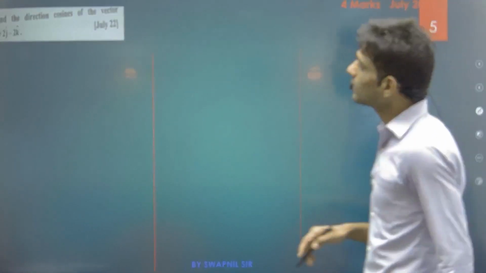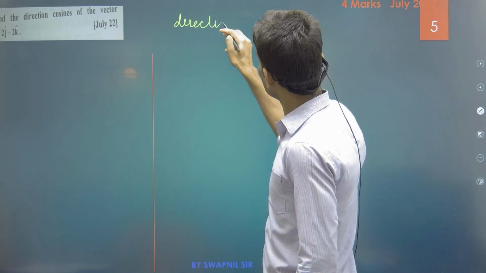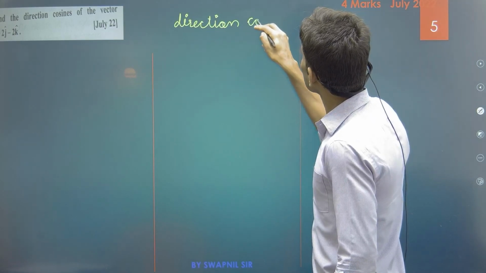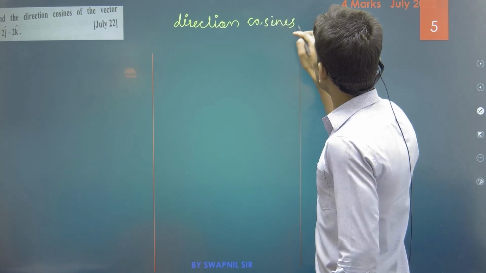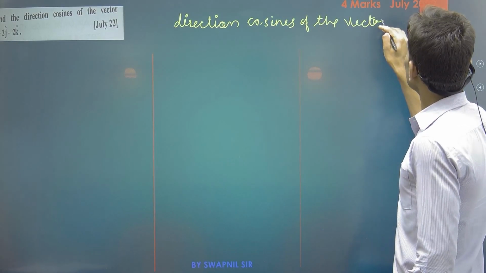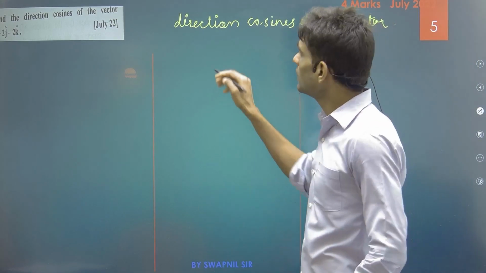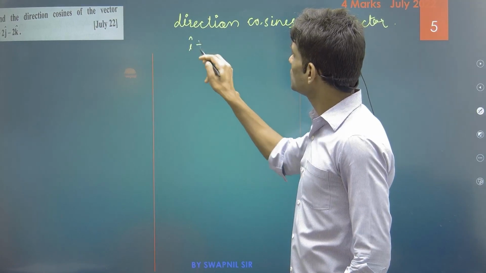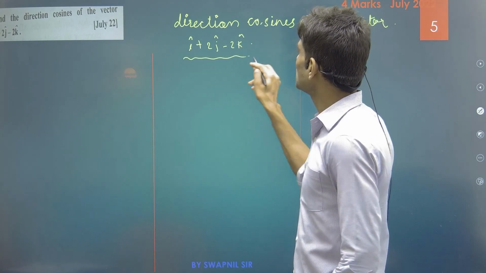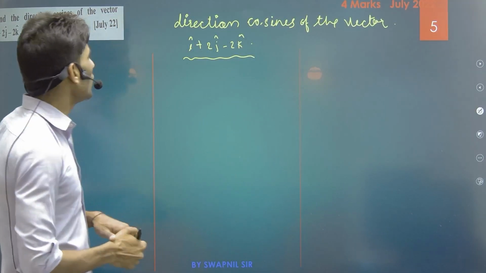So we have to find out the direction cosines of the vector. And the vector we are given is i cap plus 2 times j cap minus 2 times k cap. So here we can see we have been given the vector and we have to find out the direction cosines for our vector.